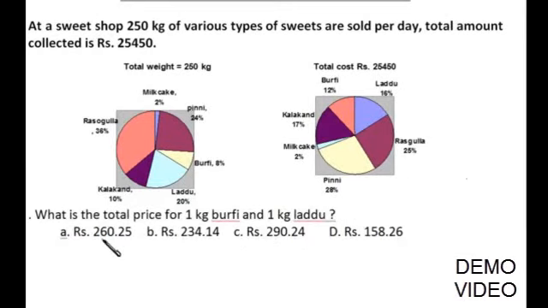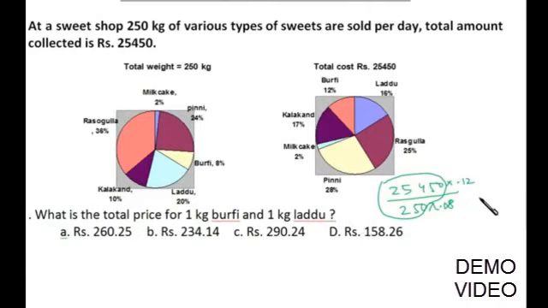Now, what is the total price for 1 kilogram of burfi and 1 kilogram of laddu? What is the price of 1 kilogram of burfi? What is the contribution of burfi over here? It's 8% of 250, so 250 into 0.08. And the contribution of burfi over here is 12%, so 25450 into 0.12. Now this data will be the same for burfi as well as laddu.